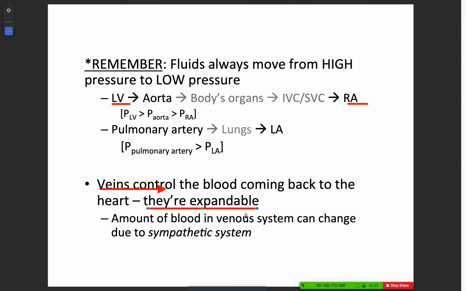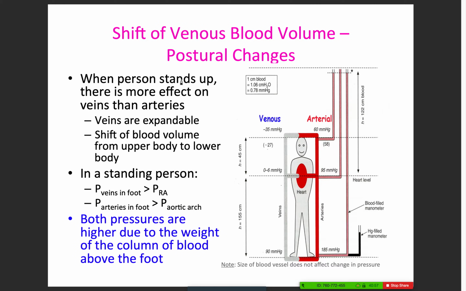Okay? And so you can imagine having the weight of 100 people standing on your shoulders is probably a lot more than just one person standing on your shoulders. Okay? And so now with all of that pressure of all of the blood here in the body, it's going to cause those veins to expand and reduce the amount of blood that's going north up to the heart. Okay? Great. And so, again, when a person stands up, we have more effect on veins than arteries. Another thing that they can ask you about on step one is where is this phenomenon occurring? And obviously we know that it's because of those expandable veins that we have that big problem when people stand up.